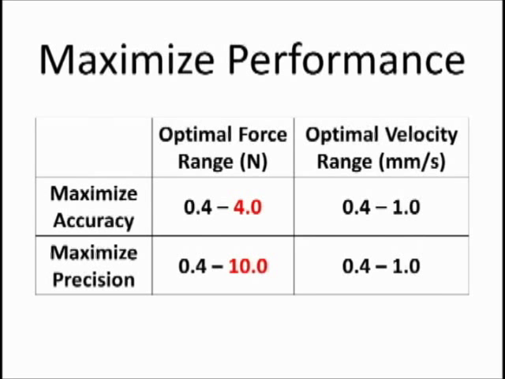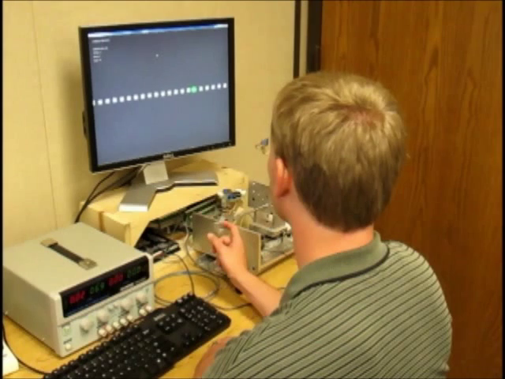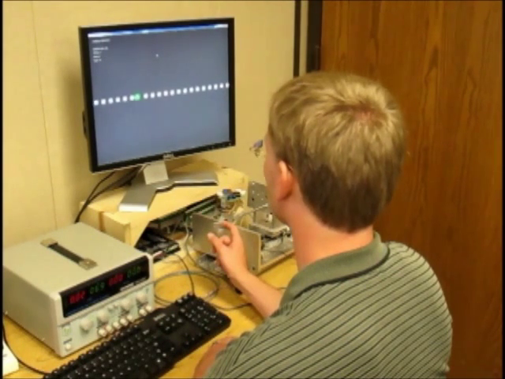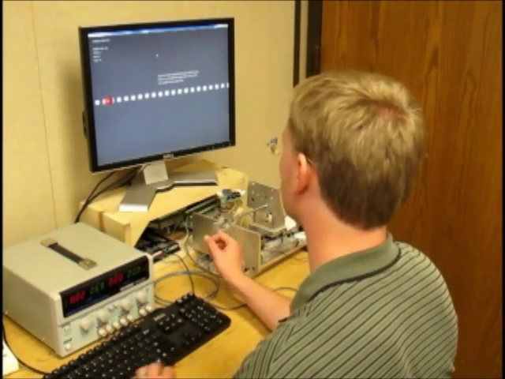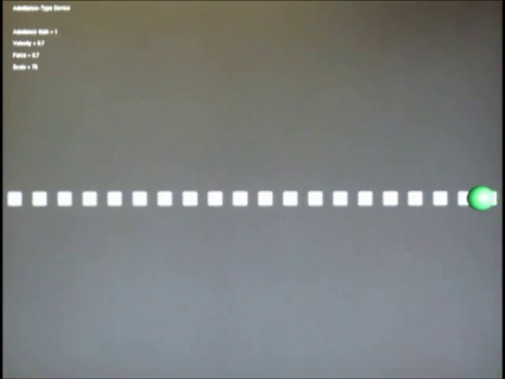range of force levels. In this case, both the desired velocity and the target force were within their respective optimal ranges. After a short ramp-up period, the subject was capable of consistently matching the desired velocity.